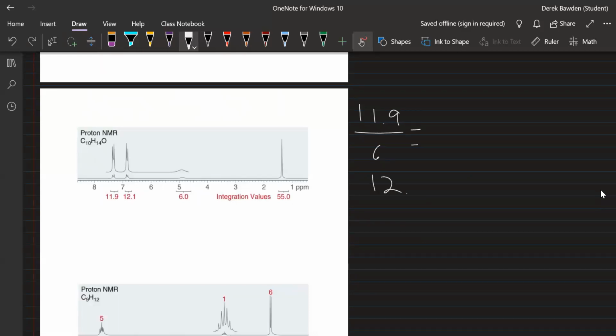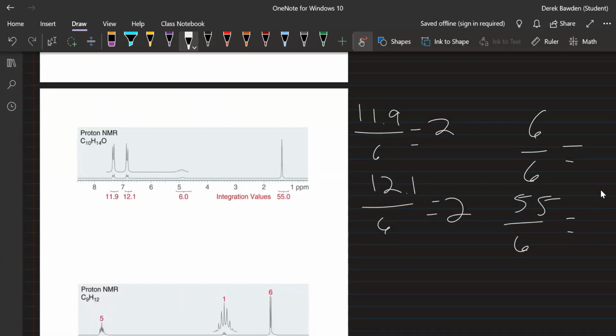We have 12.1 divided by 6. 6 divided by 6. We have 55 divided by 6. Okay. So 11.9 divided by 6 is about 2. 12.1 divided by 6 is about 2. 6 over 6 is 1. 55 over 6 is about 9. Okay. So now we look at this and we say, okay, so now we know we have 2 hydrogens in this peak. Let me just choose a different color. 2 hydrogens, 2 hydrogens, 1 hydrogen, and 9 hydrogens.